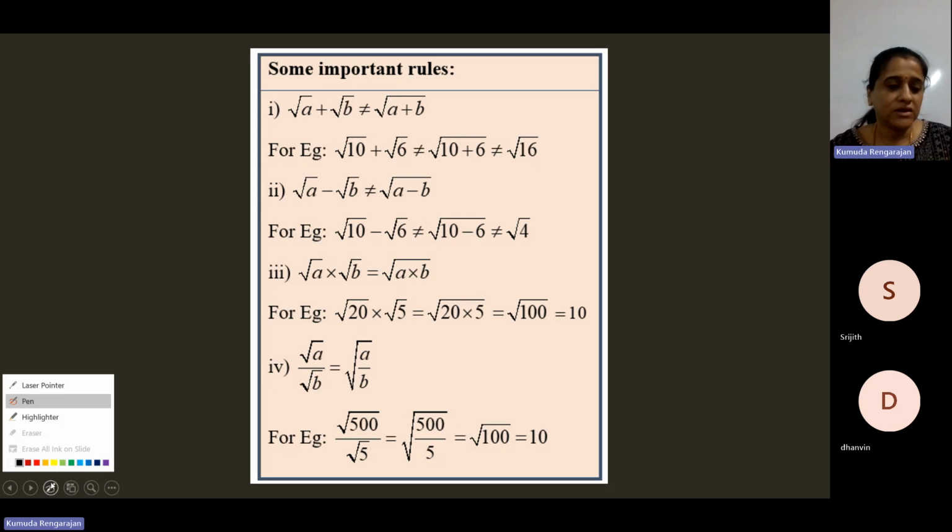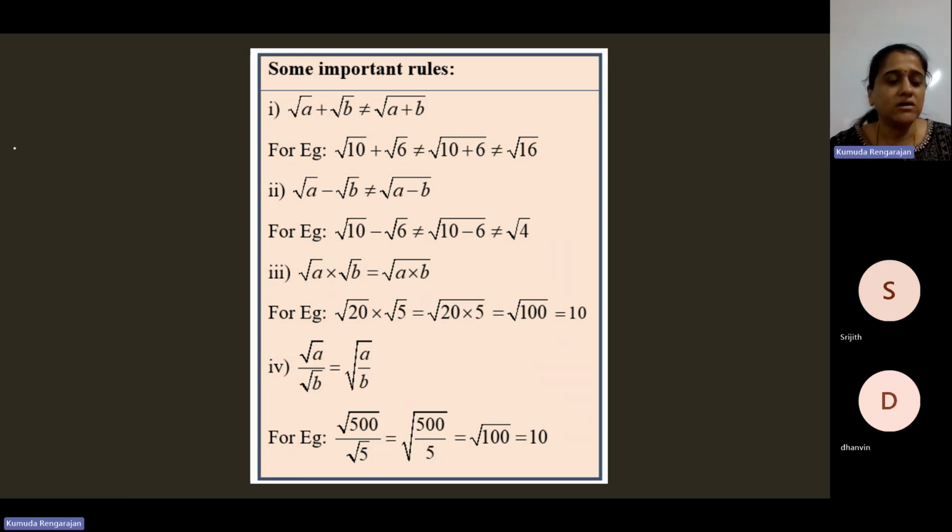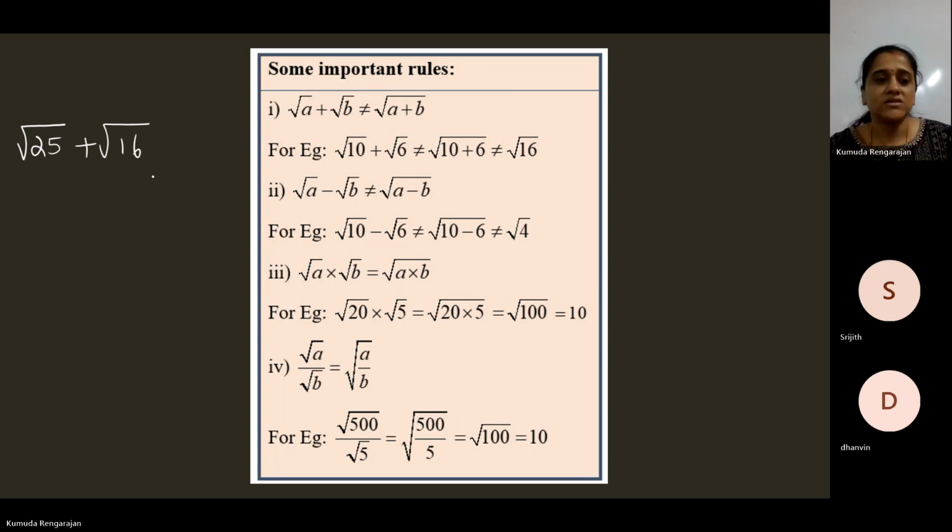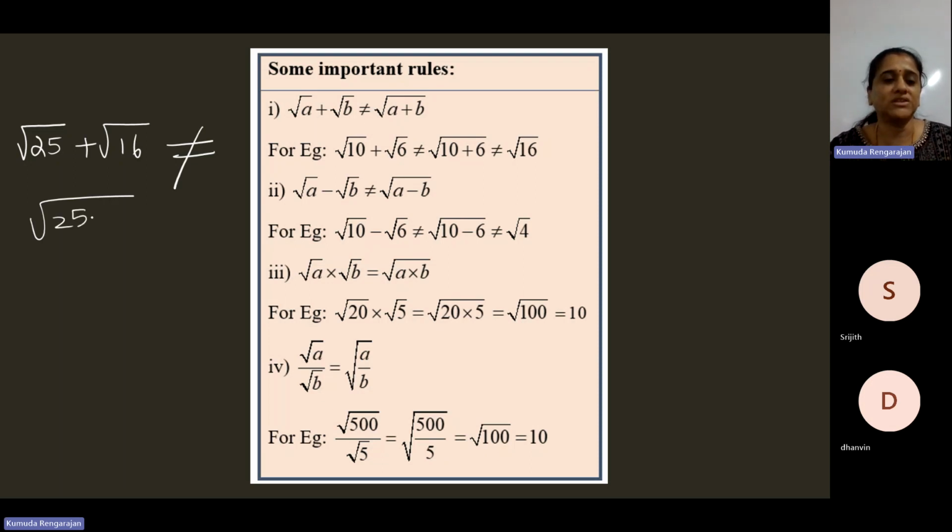That means if you have square root of 25 plus square root of 16, it is not equal to square root of 25 plus 16. This is wrong. Square root of 25 plus square root of 16 should not be written as square root of 25 plus 16. This is wrong.